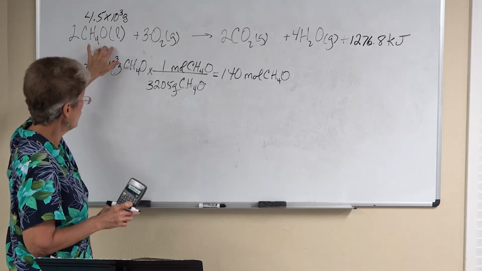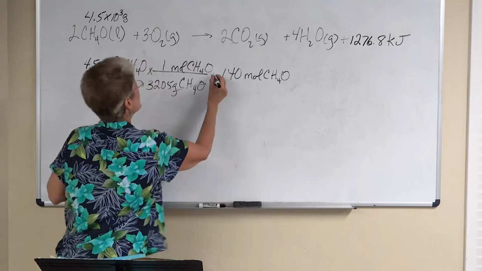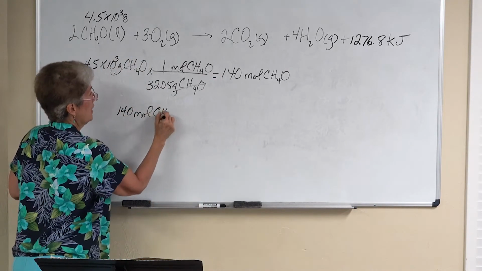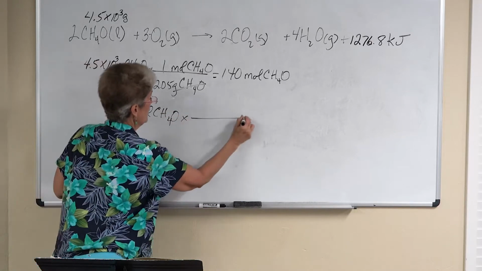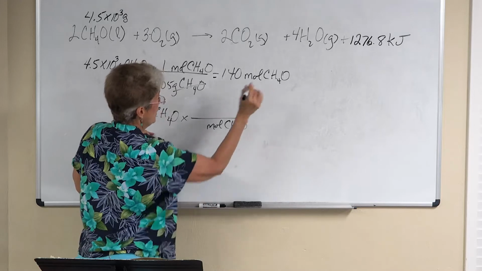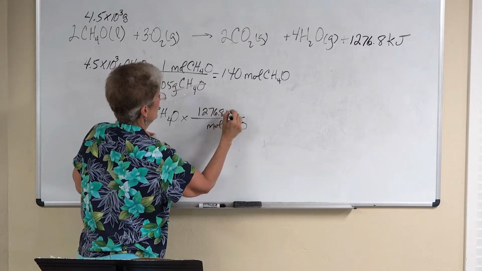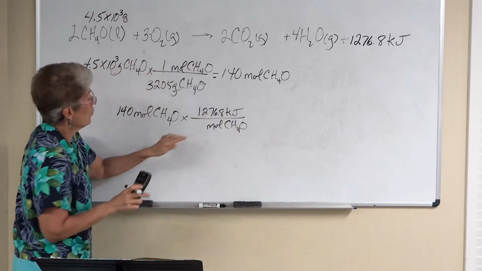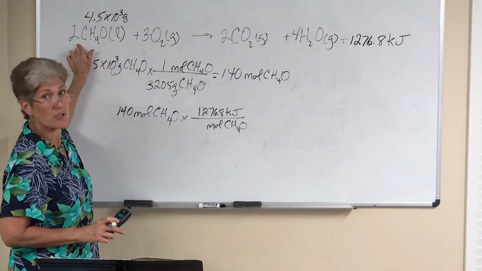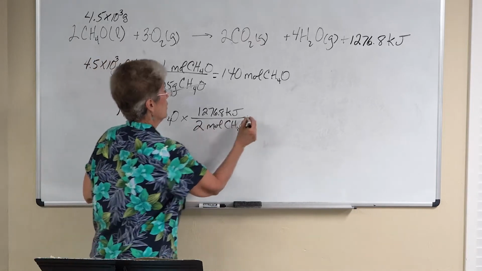So now I'm at the moles of this, and I want to go over to there. You know what, I'll just rewrite it. 140 moles of CH4O times line. We have moles of CH4O, and then this is going to be our energy up here because that's what we're trying to go through. And so how we find what goes here is just like any other stoichiometry. You're going to go up to your balanced chemical equation. There's a 2 here, so there has to be a 2 here.